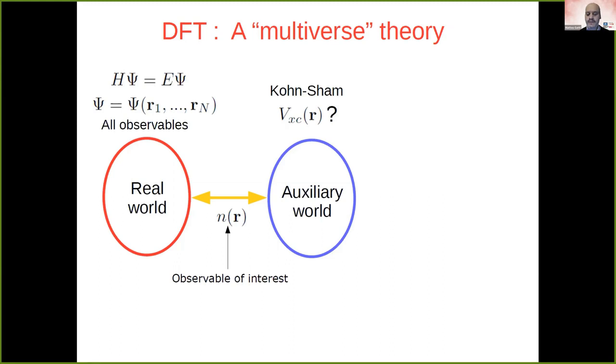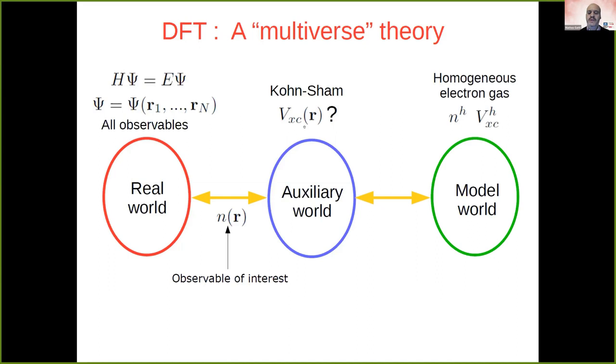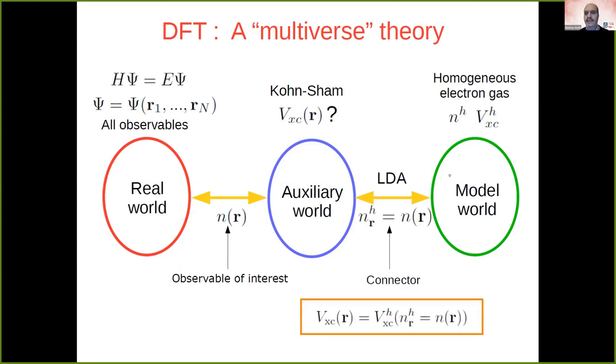So this is not the end of the story. Indeed, Kohn and Sham have also proposed to introduce a third universe, which is a model universe that is, in this case, the homogeneous electron gas, characterized by the same density everywhere. In this model world, we can calculate the exchange and correlation potential of this homogeneous electron gas. And then the idea of Kohn and Sham is to connect the model world and the auxiliary world in such a way that we can obtain the exchange and correlation potential from the homogeneous electron gas. And this is the idea of the local density approximation. It's an approximation because it tells us that in order to obtain the exchange and correlation potential at point r, we have to consider the density of the homogeneous electron gas that is equal to the local density.